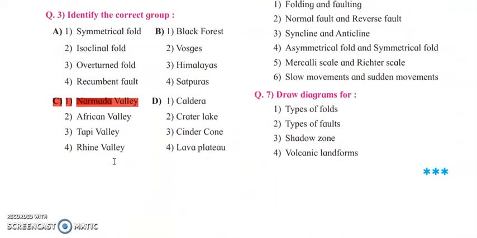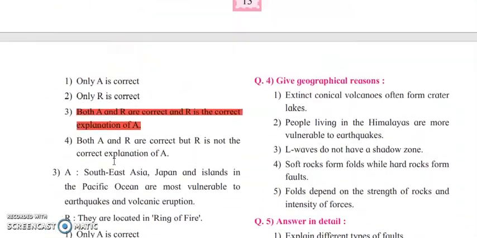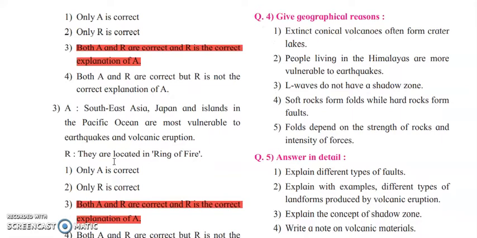Let us move to the next part, that is section 4. Give geographical reasons. The first geographical reason is: extinct conical volcanoes often form crater lakes. We all know which are the crater lakes.